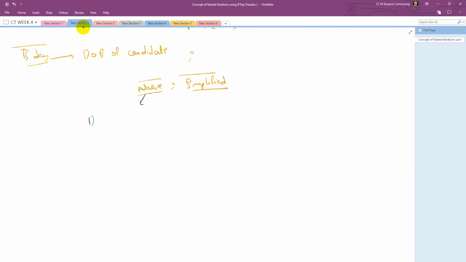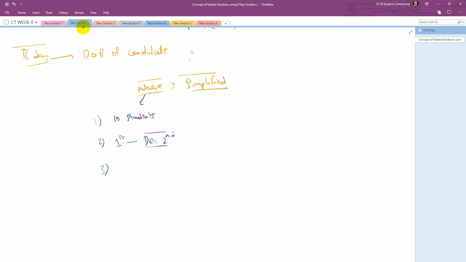The first step that we do is select. I'll explain it with the help of an example here. Step number 1 is think that there are 10 students, and let us think the first student has his birthday on December 2nd. So we want to check if any of the other 9 members are going to have their birthday on December 2nd.